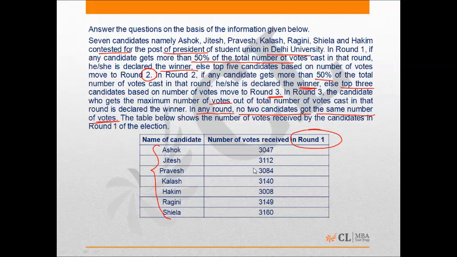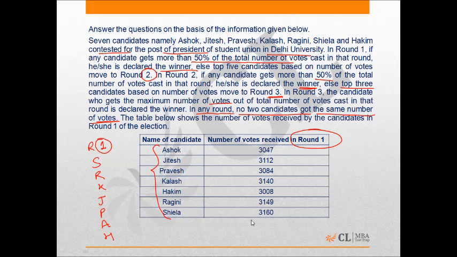Let me first rearrange these candidates according to their number of votes from highest to lowest. The highest votes were received by Sheila, then R, then K, J, P, A, and the least number of votes were received by Hakim.